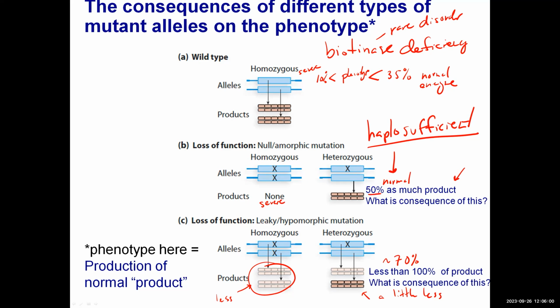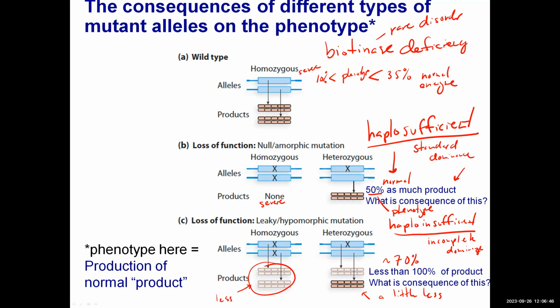However, if 50% was not normal and instead conferred the phenotype, we would call this haplo-insufficient, where half is not enough. In a situation where haplosufficiency occurs, this looks like standard dominance. In cases where haploinsufficiency occurs, this often looks like incomplete dominance.